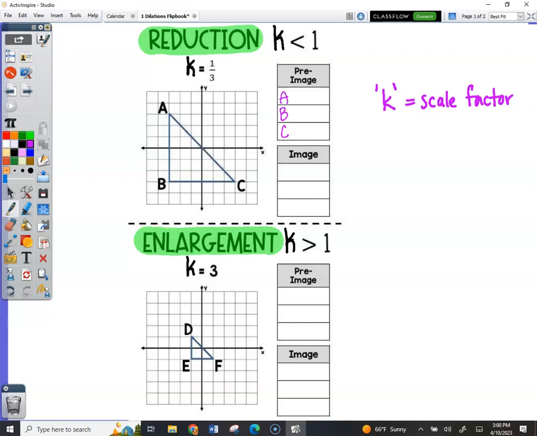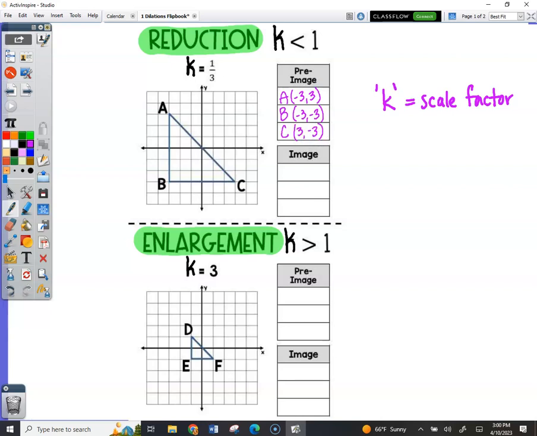So what are the points for A? -3, 3. -3 and 3. Yeah. What about for B? -3, -3. And C? 3, -3.